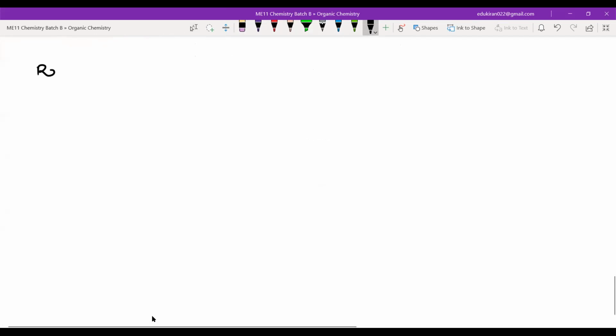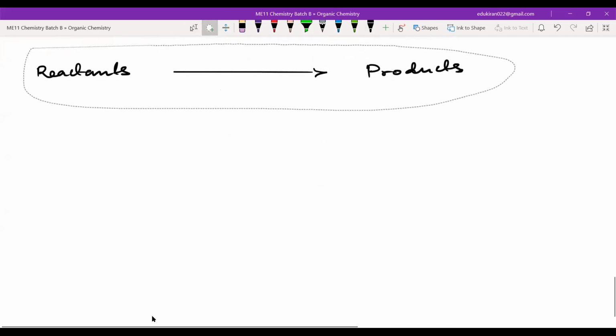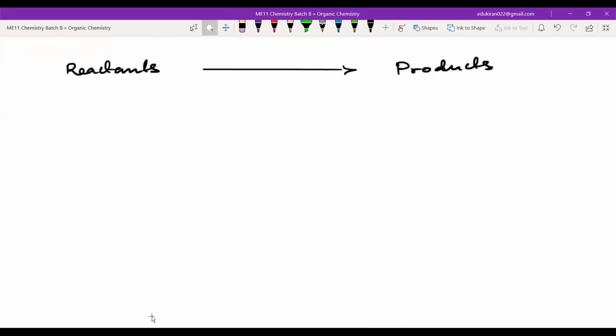So we have reactant and products. This is the way we have been seeing chemistry. In organic chemistry, we use some different terms. In the reactants, we say that there are two things. There is substrate. What is substrate? The organic molecule.